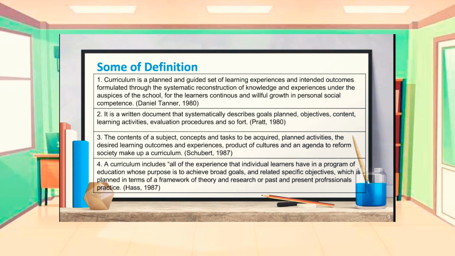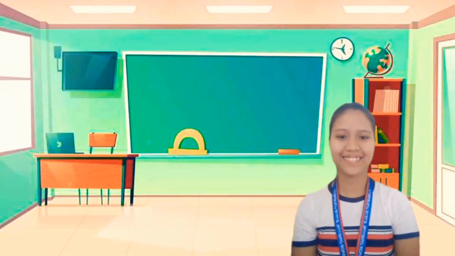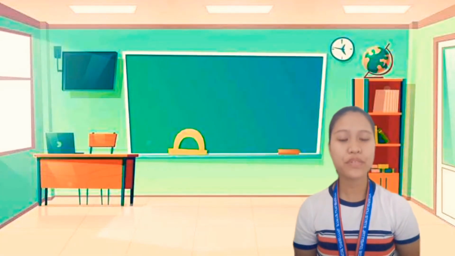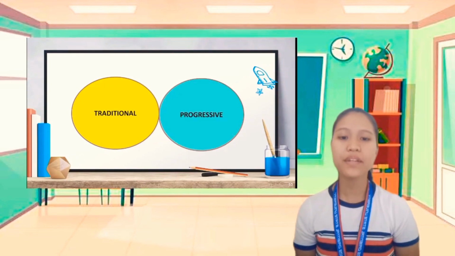And lastly, according to Haas of 1987, a curriculum includes all the experiences that individual learners have in a program of education, whose purpose is to achieve broad goals and related specific objectives, which are planned in terms of a framework of theory and research, where past and present professionals practice. Let us have the other point of view of other curricularists, the traditional point of view and the progressive point of view.